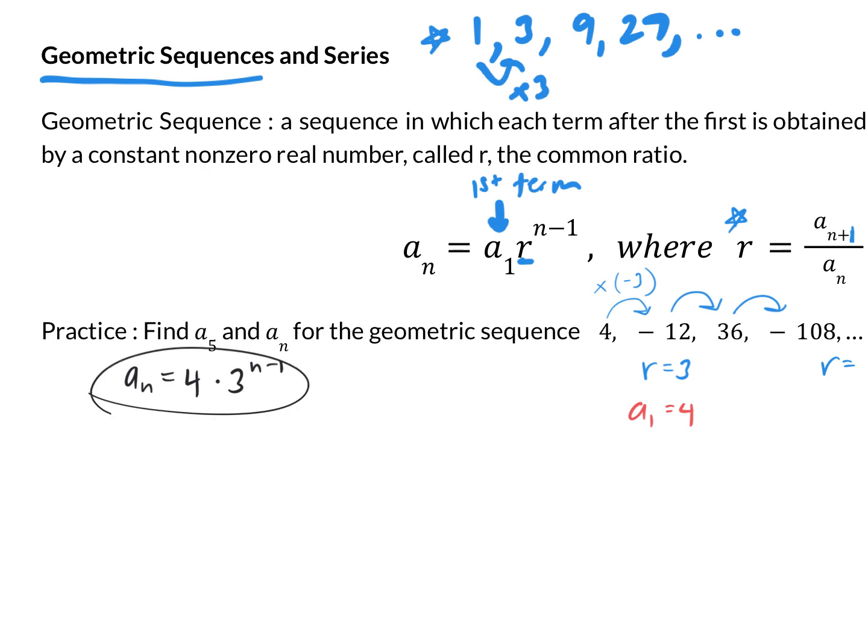So that is my a sub n formula. And if I was finding a sub 5, I would just plug in 5 where I see n. So I've got 4 times negative 3 to the 5 minus 1 power. So if I simplify that, plug that in my calculator, a sub 5 is going to equal 324.